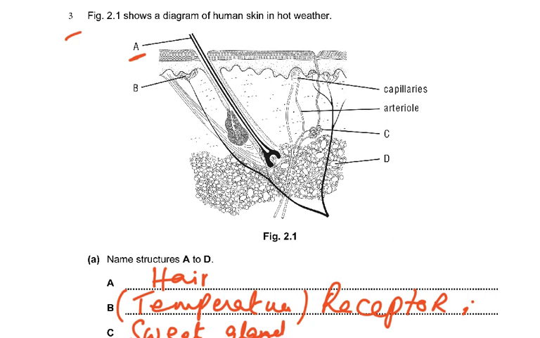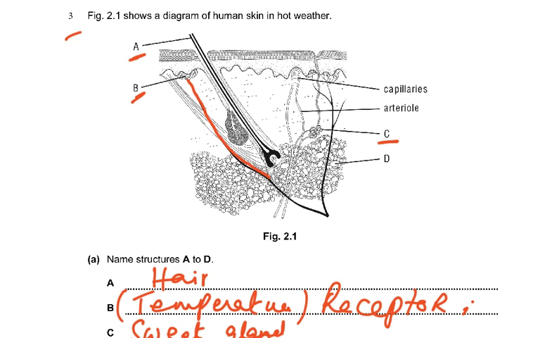Then what are we going to talk about? B. These temperature receptors detect change in temperature, and this generates an impulse. So this is the sensory neuron. So this generates an impulse in the sensory neuron, which goes to the central nervous system, the brain and the spinal cord. Then C is the sweat gland.